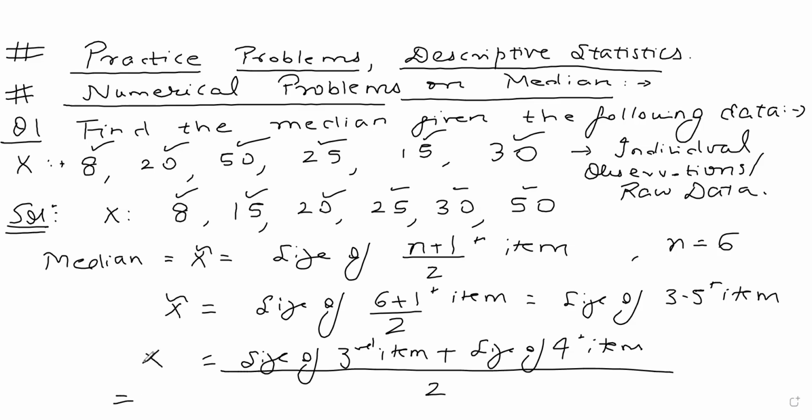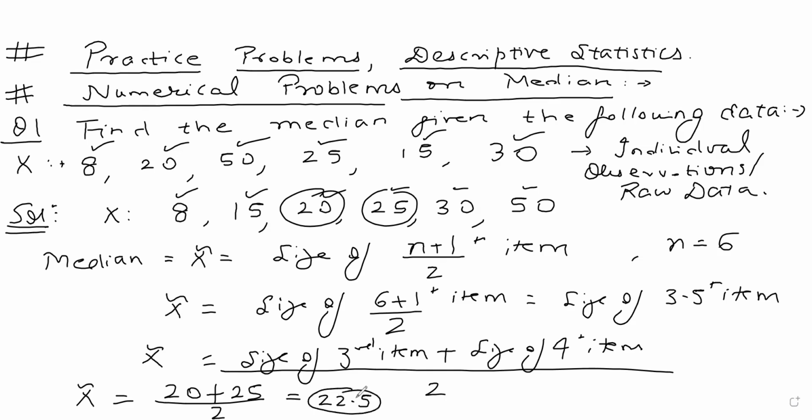Now what's the 3rd item, guys? The 3rd item is 20. The 4th item is 25. You can now do the math yourself. We get 45 by 2, which is 22.5. This is my answer for the median. So I hope all students attending this lecture have understood this numerical. Let's look at the second numerical.